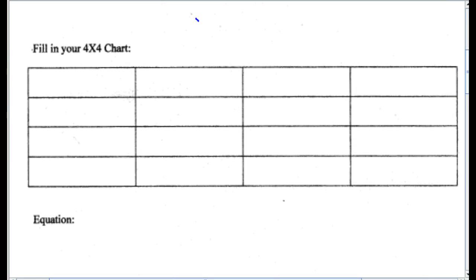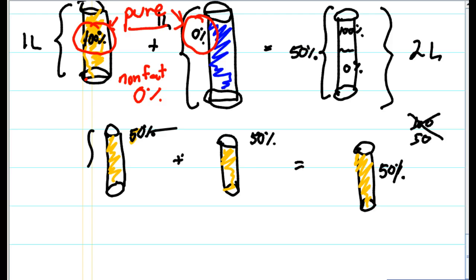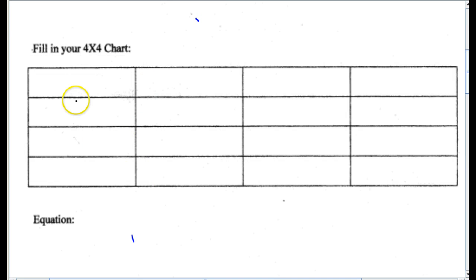So using this as the model, but I'm going to change things around a little bit. I'm always going to put the price or the percentage right here and the amount right here, just so that when we do the last column, it'll be a little bit neater. As far as the content, that will not change. So I recommend this. Once again, you're not going to use this box.